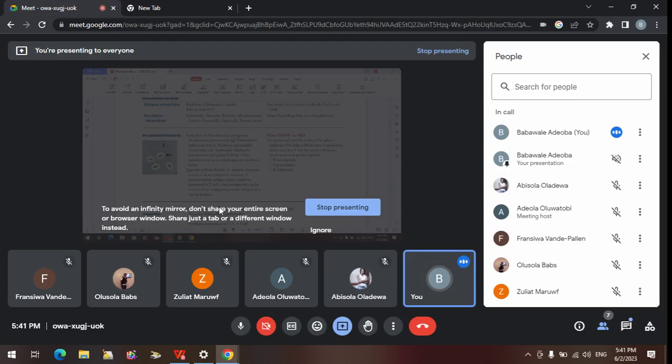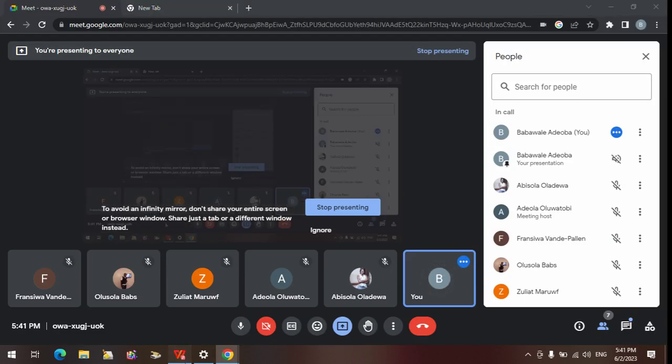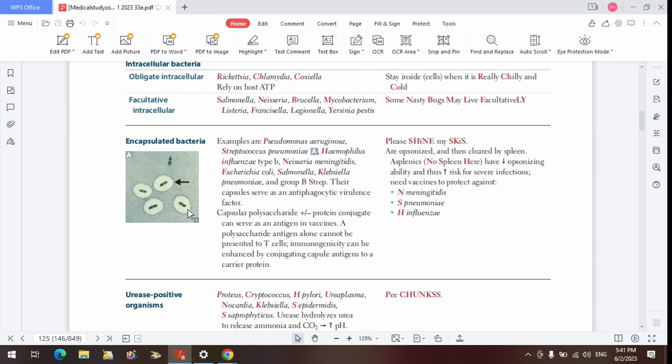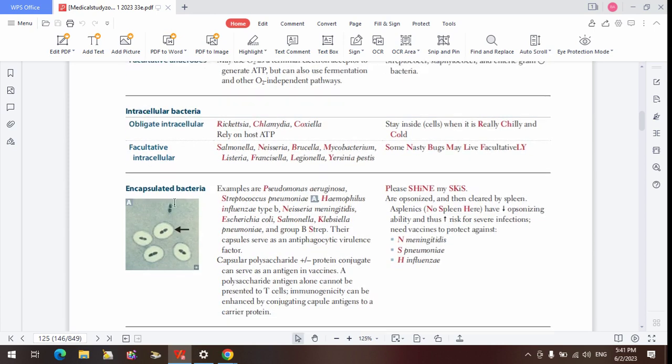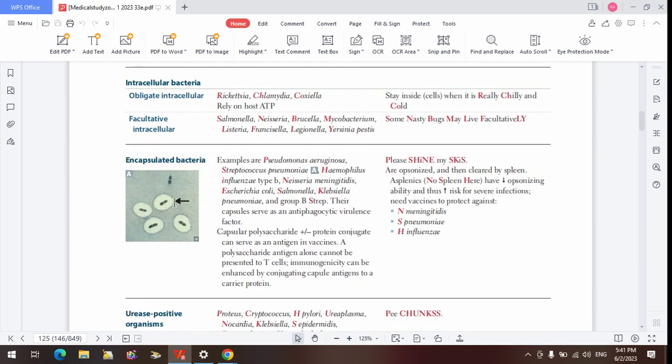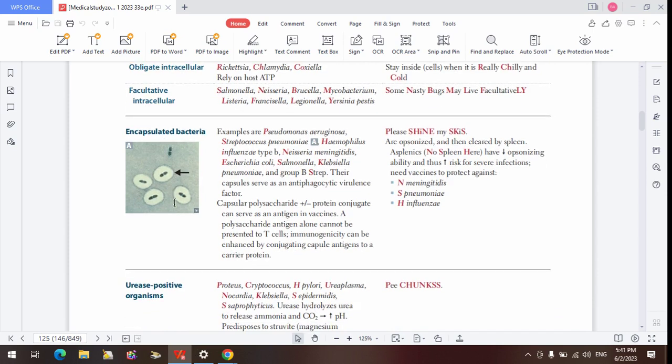So now there's a point here. I think this is the point Dr. Olatobi was trying to talk about, and it says capsular polysaccharide plus or minus protein conjugate can serve as antigen in vaccines. So we need to know about these guys very well. They test it a lot.